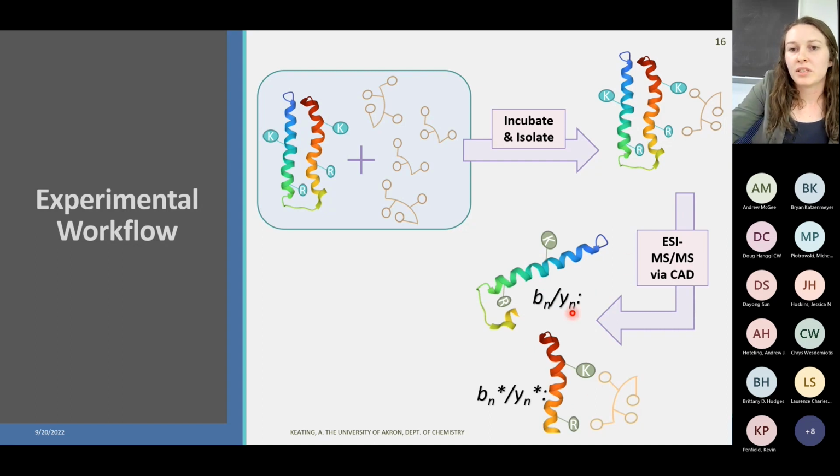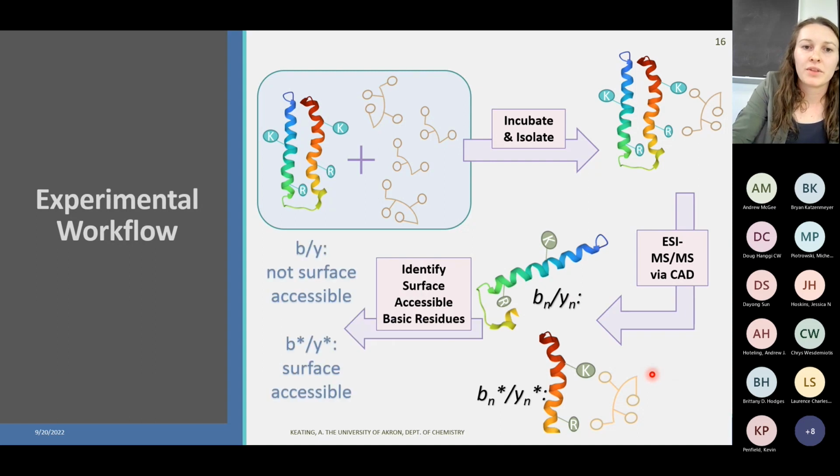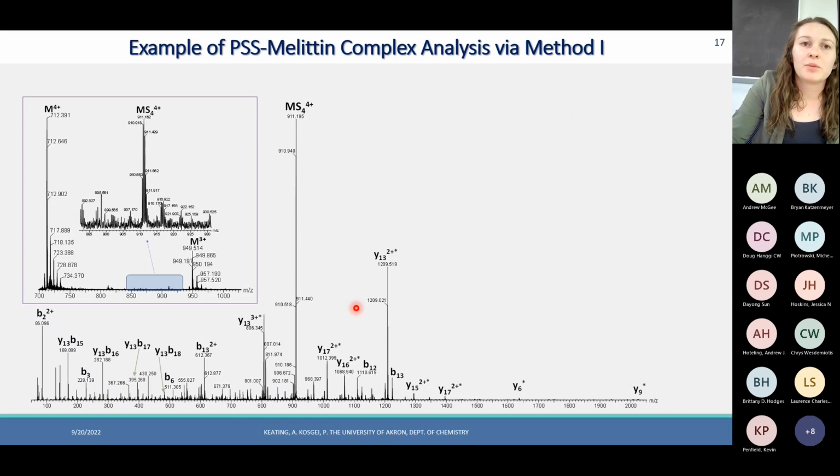What happens is we're able to cut apart that protein, yielding fragments that are just naked B and Y fragment ions, and then what we call the B star or Y star fragments, which are the ones that retained the PSS tag. We can say that the ones that contain the tag are surface accessible, and the ones that don't are likely not surface accessible, either because they're interacting in a dimerization or because they're on the inside of the protein. So here's an example of data obtained by one of our colleagues, Peter, and then analyzed.